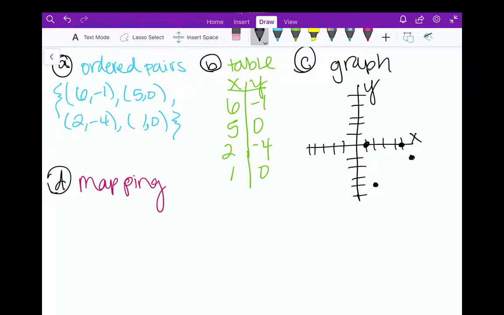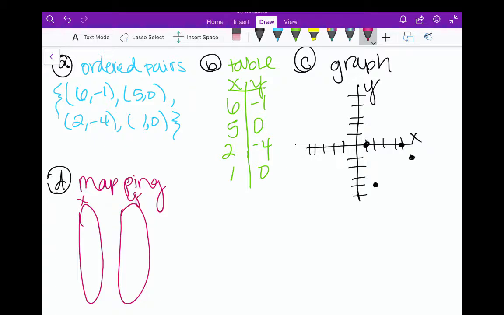So lastly, let's look at a mapping. In a mapping, you have sort of these 2 ovals. The left oval represents x, the right oval represents y. What we're going to do is map the x value to the appropriate y value. So here are my x values and my y values. Now if you'll notice, I have 4 x values but only 3 y values. That's because the 0 repeats.